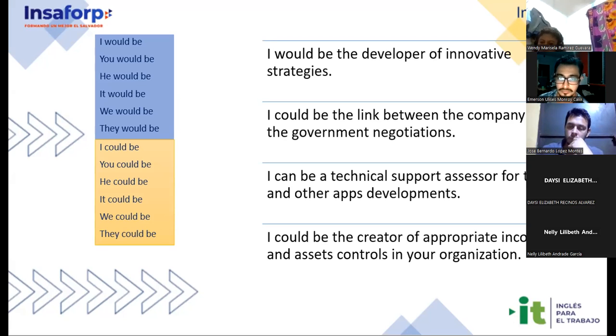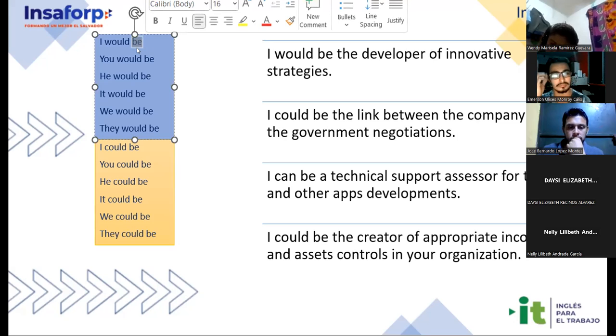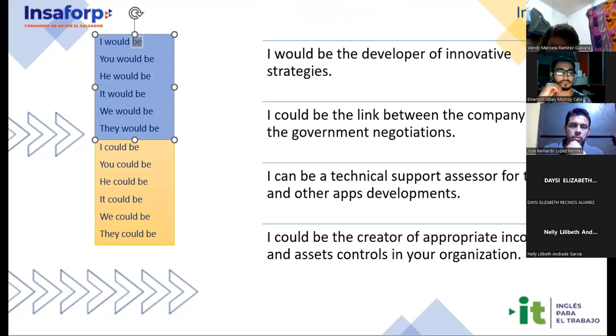"I would be." Okay, if you see, we use I, you, he, she, it, we, they, with the same form of would. It doesn't have a different form, it doesn't change. And we use an infinitive after would, all right? In this case, we are not going to say, for example, I would am. That's incorrect. I can't say I would eat, she would eats. No, that's incorrect. We need the infinitive or the base form of the verb. Also for could, it's the same. I could be. You could be. He could be. It could be.